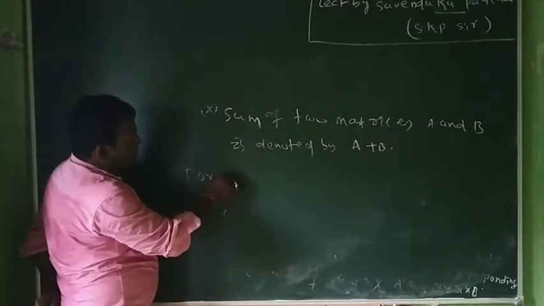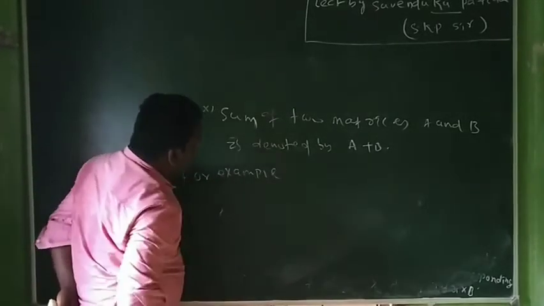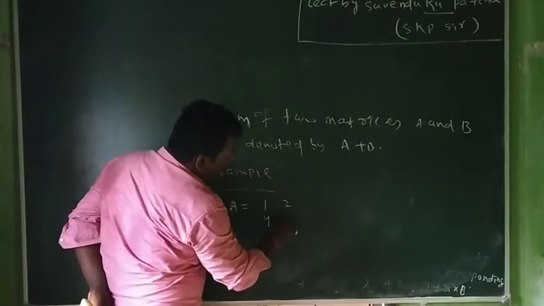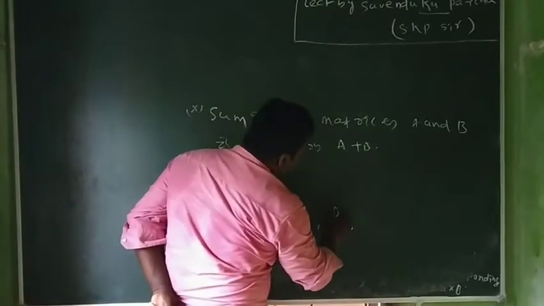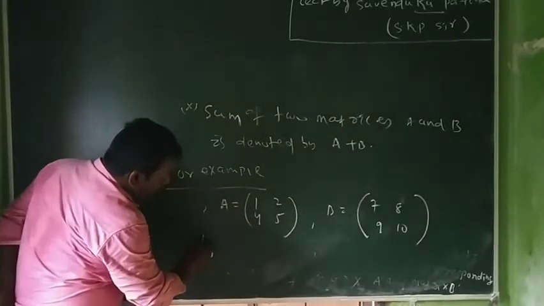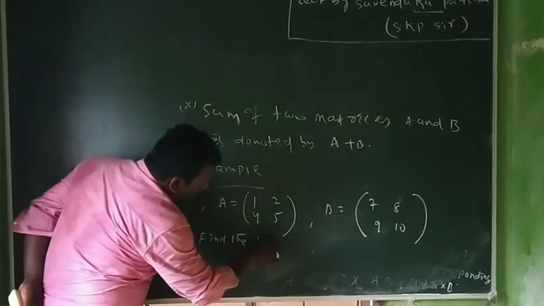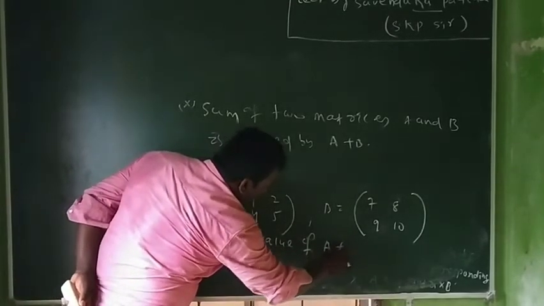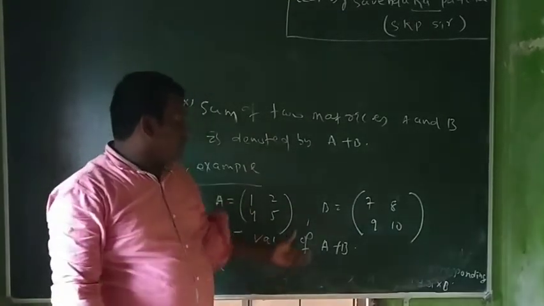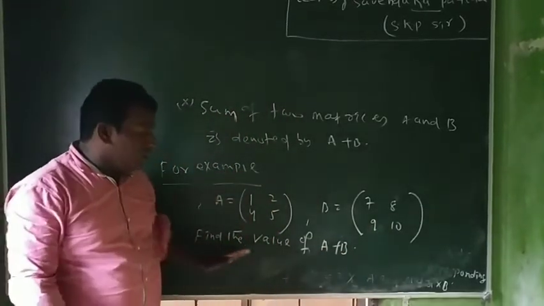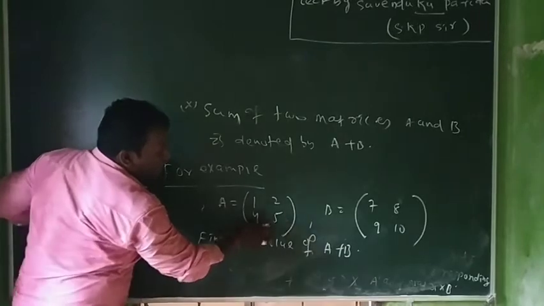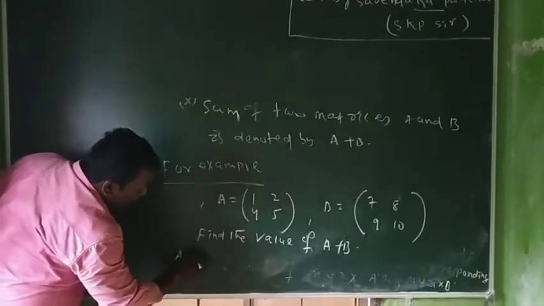For example, suppose A matrix having the elements 1, 2, 4, 5 and B matrix having the elements 7, 8, 9, 10. Find the value of matrix A plus B. So, can we have A plus B? Here A equals [1 2; 4 5], B equals [7 8; 9 10]. Find A plus B. Condition comes here.